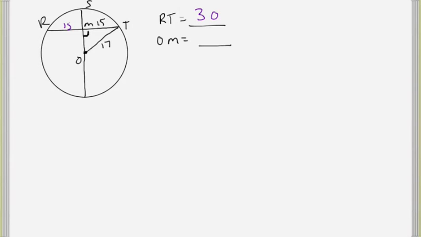And if I'm looking for OM, that's right here, and we end up with, once again, another right triangle. Right triangles and Pythagorean theorem are going to be very important to you throughout the assignment. What is the hypotenuse of that right triangle? 17. 17, so that's up along the lone. 17 squared is 289, and 15 squared is 225.